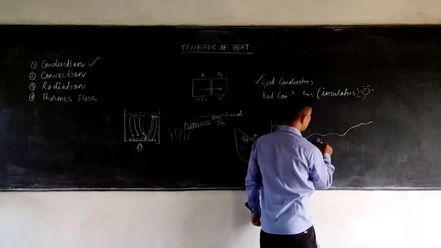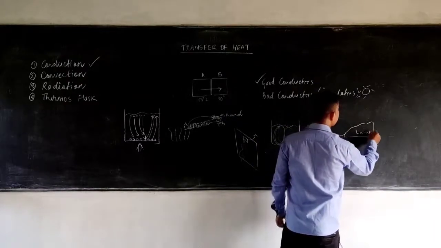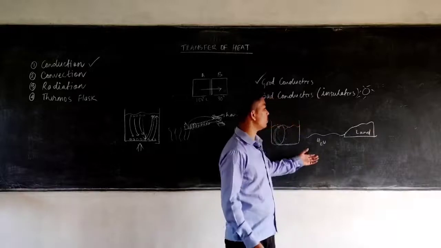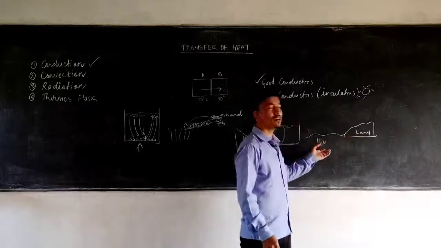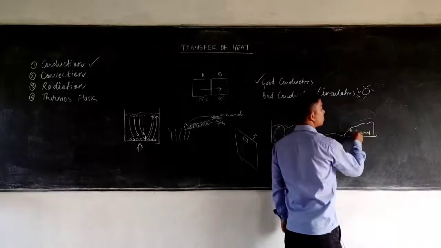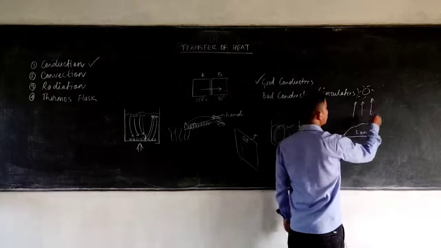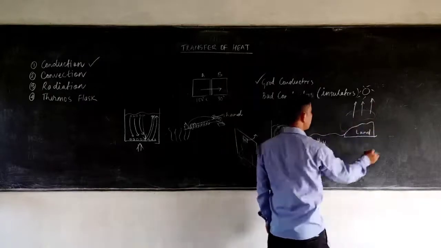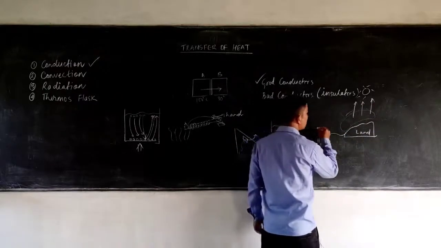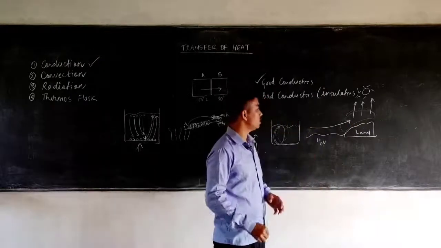So this is water and this one is land. Usually during the daytime, which one will be hotter? The land is hotter than the water. So the air above the land gets heated up and rises upward. Now to fill up this empty space, the cold air from the sea moves towards the land, and that is known as a sea breeze.